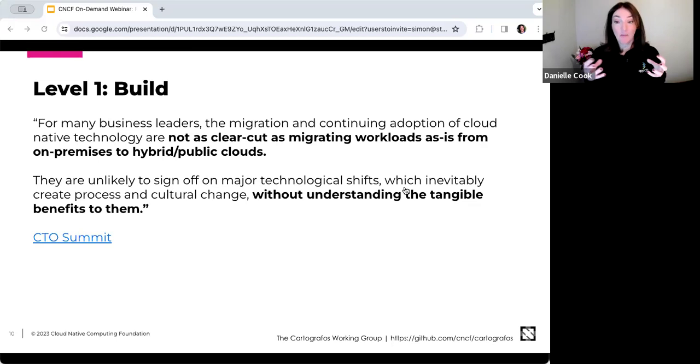So here in this build stage, you want to also look at the tangible benefits that you can get from cloud native. How do you map those to what the business is doing? So if the business is shifting and doing digital transformation, great. If the business needs to just scale and they can't scale on their existing infrastructure without it costing a ton of money, this is what you're trying to identify in level one.